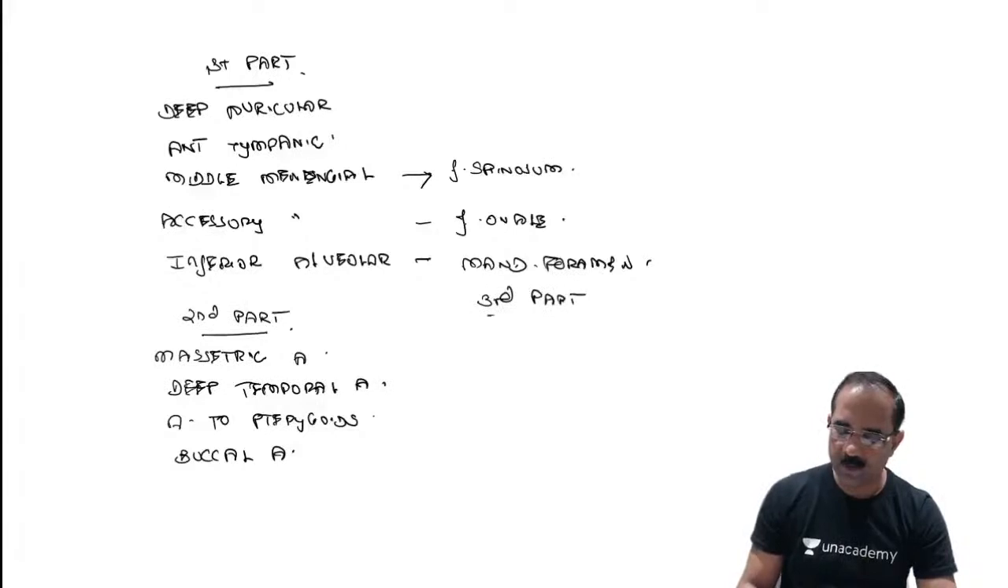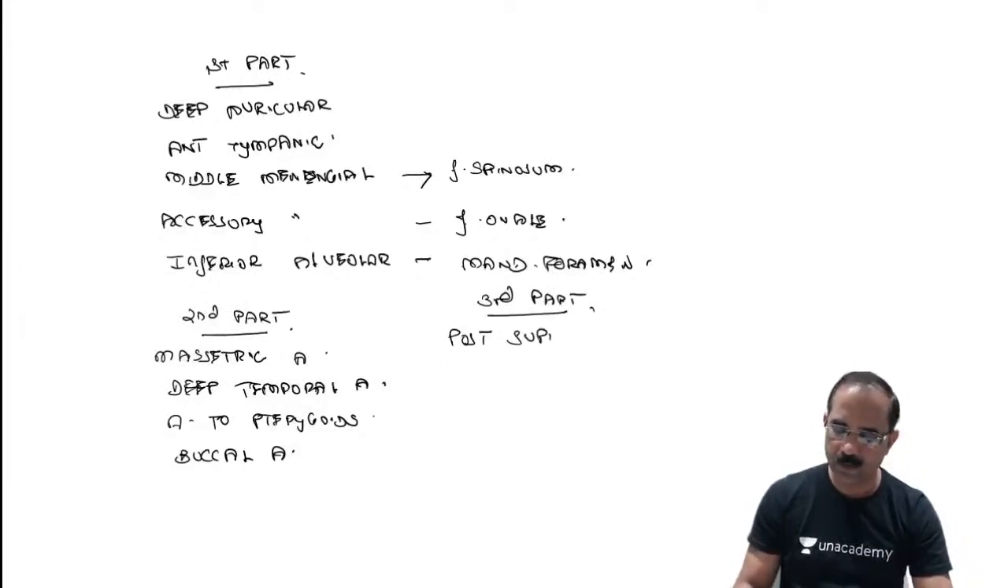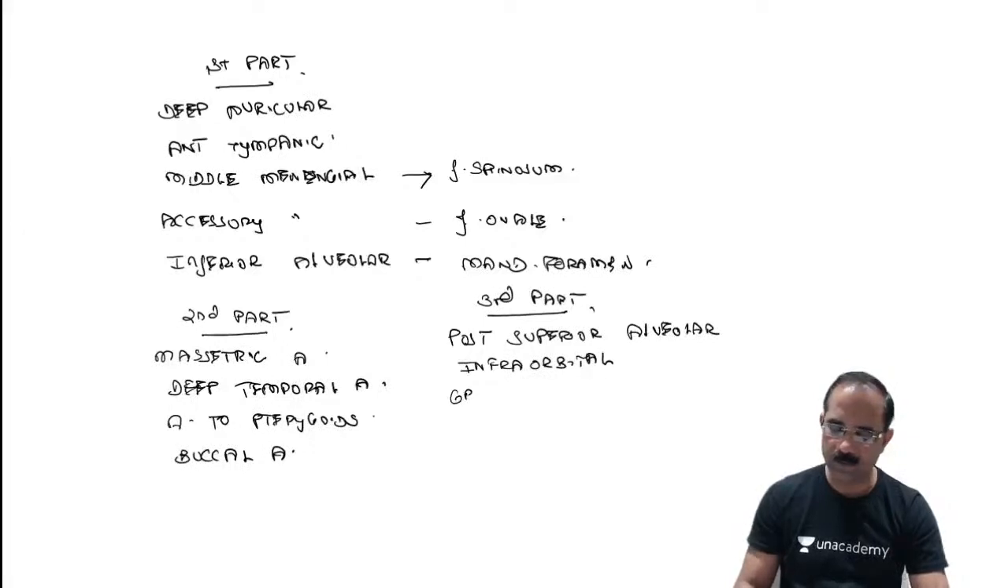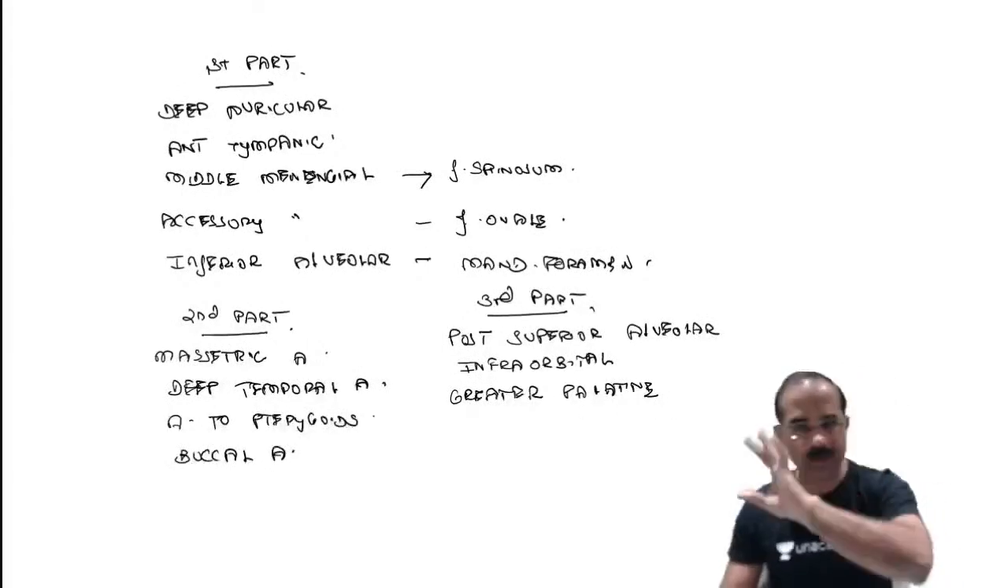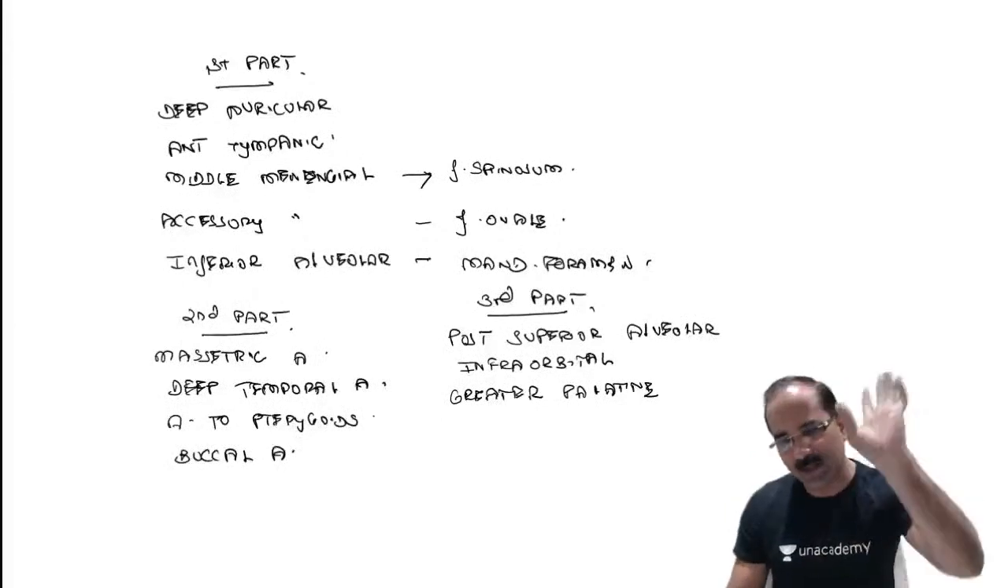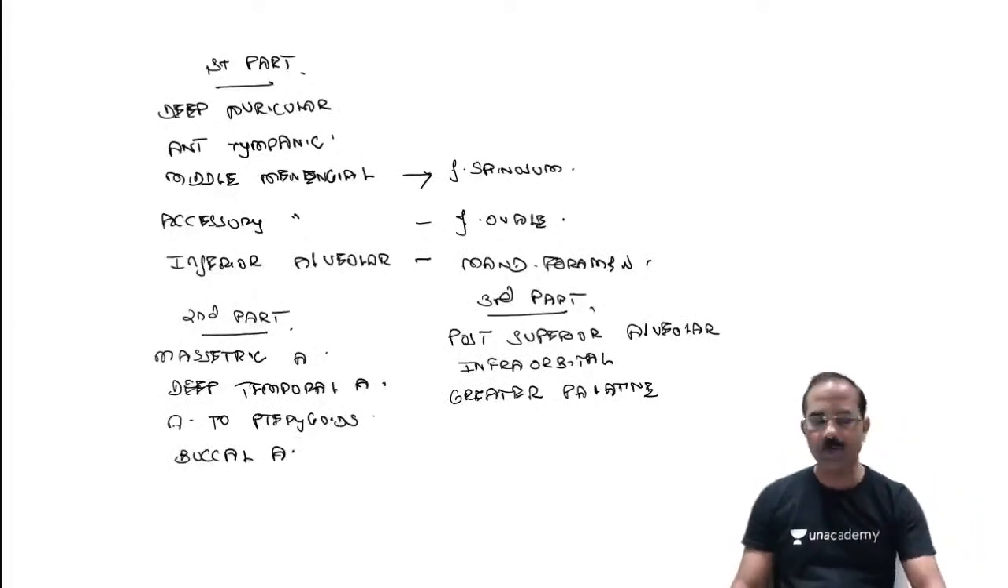Difficult is the third part. Third part gives 1 posterior superior alveolar, infraorbital, greater palatine. एक mnemonic बना सकते हो उसका third part का आप. Just take the first letters and make a mnemonic. So that's how you remember.